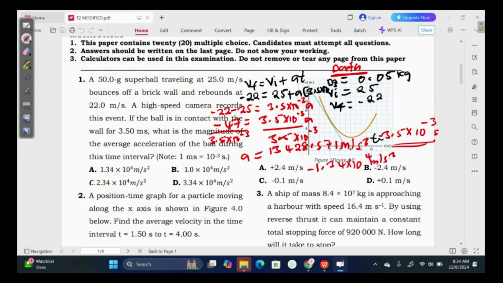The question is the magnitude. When you're talking about the magnitude, you are reporting your answer as positive. You are not interested in the sign. So the magnitude is now going to be 1.34 times 10 to the power 4 meters per second squared. That is the answer. So the correct answer here was A.